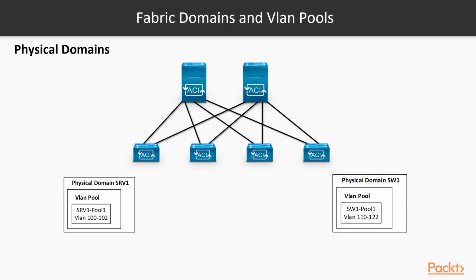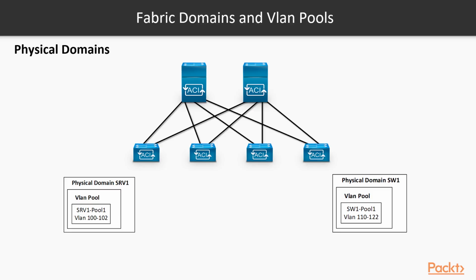We have not only physical domains, we have external domains, and those will be connectivity at layer 2 and layer 3. Those are known as layer 2 out and layer 3 out. Finally, we have virtual machine manager or VMM integration, which means that I am going to associate my ACI fabric to a virtual domain, in this case, either VMware or Hyper-V, or even container-based. We can associate ACI to a container-based environment running on Kubernetes.